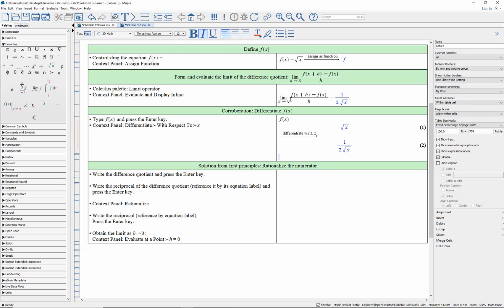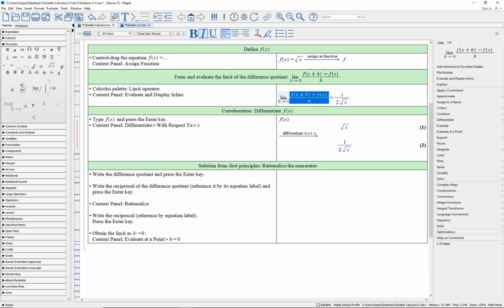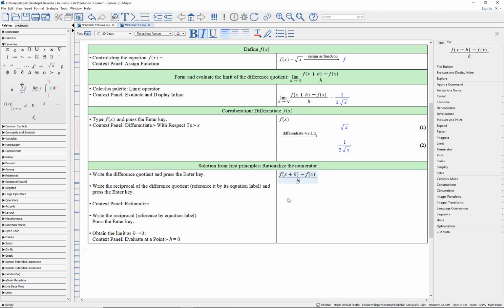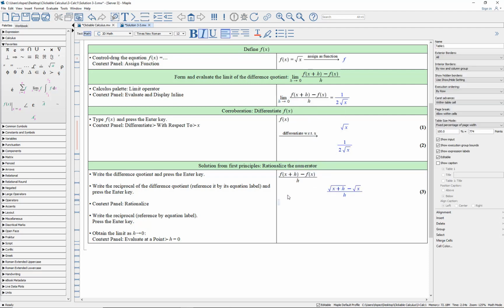Here is the difference quotient. I'm just going to drag that down. If you immediately try to set h equal to 0, you will have here root x minus root x, which is 0. And the 0 in the denominator, that's an indeterminate form. You've got to do something.